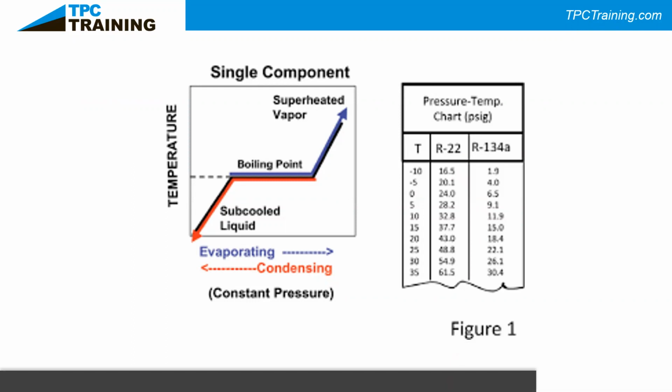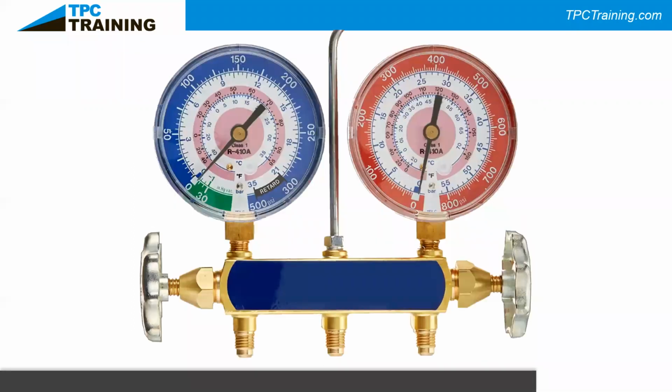Now, what's nice about the new gauges is that the PT chart is actually built right into them. Here's our low side gauge. The 0 to 30 in green is any pressure that's in a vacuum. The 0 to 300 is any pressure above atmospheric. And where it says 300 to 500, it says retard. That means it can withstand 500 pounds of pressure, but it will not give you an accurate reading.